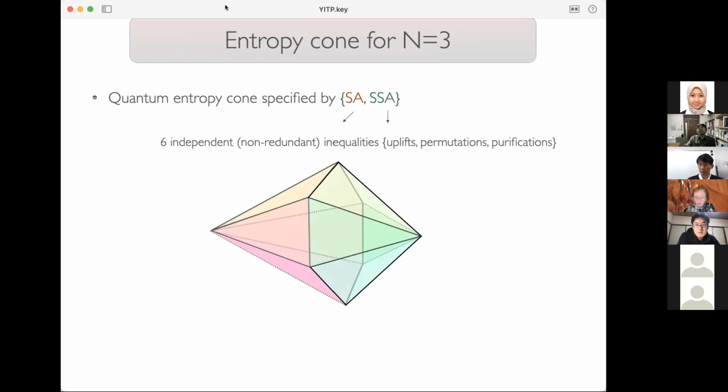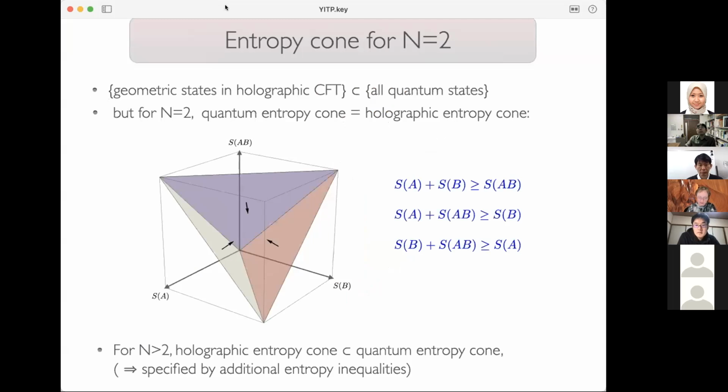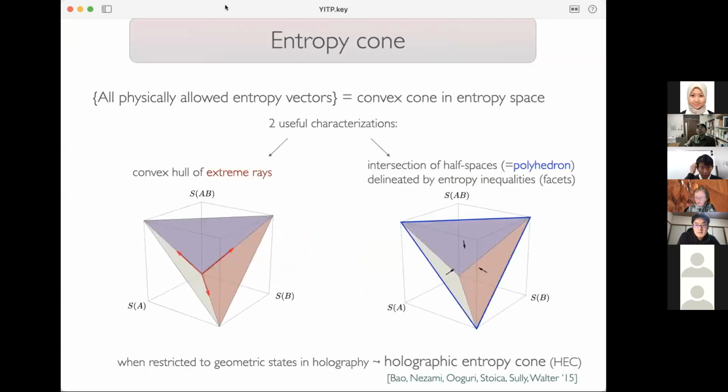Now, I should say what I'm drawing here is not really the full cone. Now you have 3 parties. That means you have a 7-dimensional entropy space. The sketch is supposed to correspond to some 3-dimensional cross-section of the 7-dimensional entropy space, which is not going through the origin. So if I go back to this polyhedron picture, it's like the analog of this blue triangle.